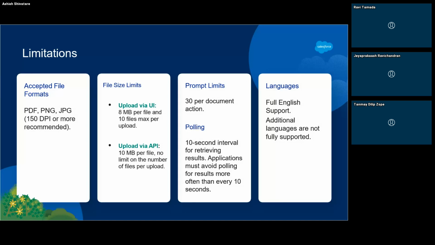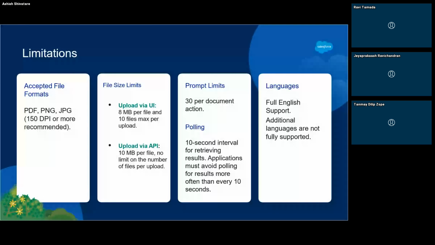Here are a few of the limitations. PDF, PNG, and JPG formats are supported, and 150 DPI, or dots per inch, is recommended. File size limits: if you are uploading via the UI, it's 8 MB and 10 files max. If you're doing it via API, it's 10 MB, and there is no limit on the number of files per upload. Prompt limit is 30 per document action.